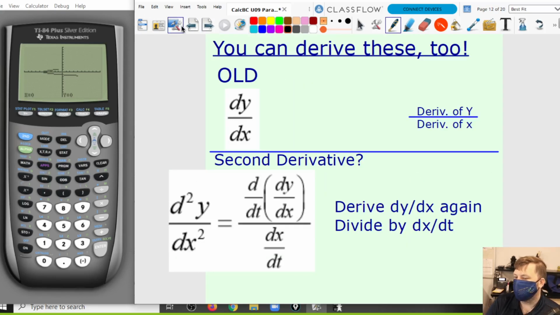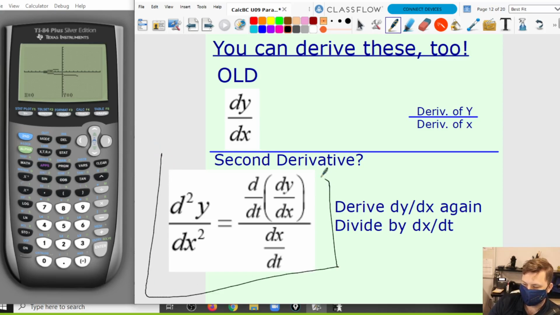All right, so here's the weird thing. The second derivative is the weird one to remember. That's the first derivative, dy/dx. Well, how do you do the second derivative? You would think, oh, just derive it again, right? That's how you do a second derivative. Well, you can't just derive it again because we're doing this dy/dx thing. So here's the real formula for it.